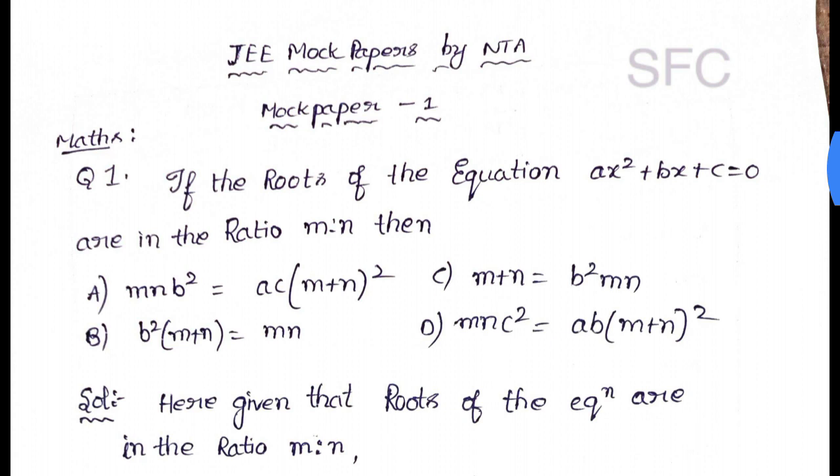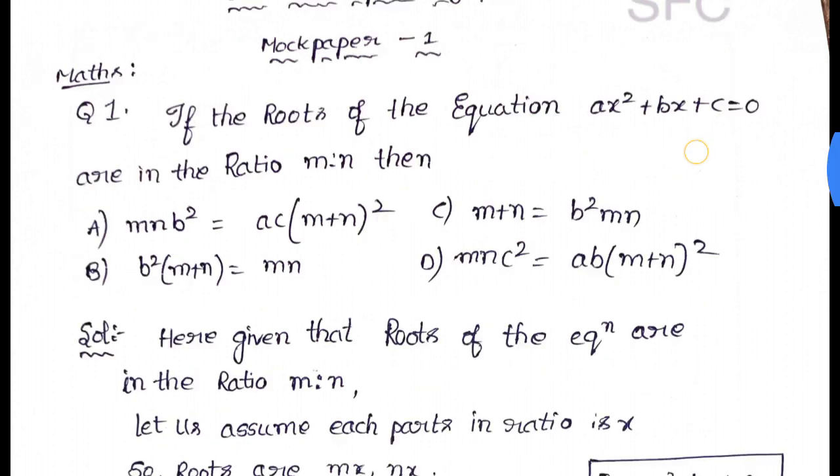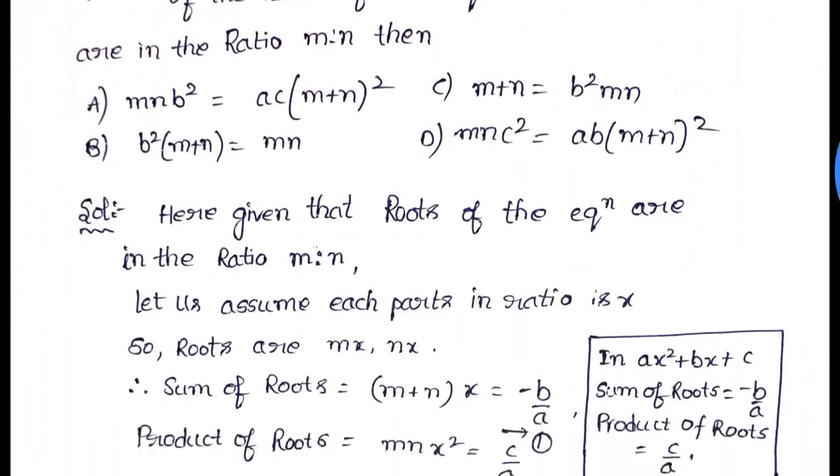The first question in the mathematics section is as follows. If the roots of the equation ax square plus bx plus c equals 0 are in the ratio m is to n, then... This is also a standard result which comes in the quadratic equations chapter. It is very useful. So now let's see the solution.